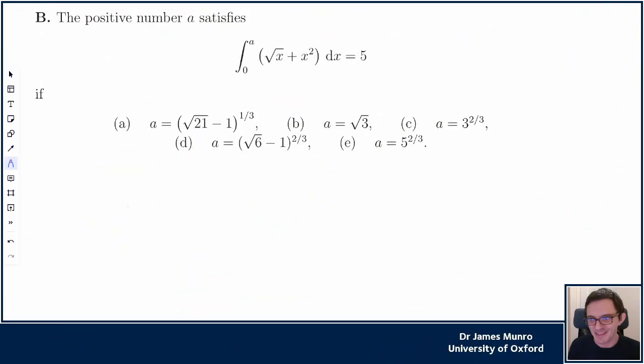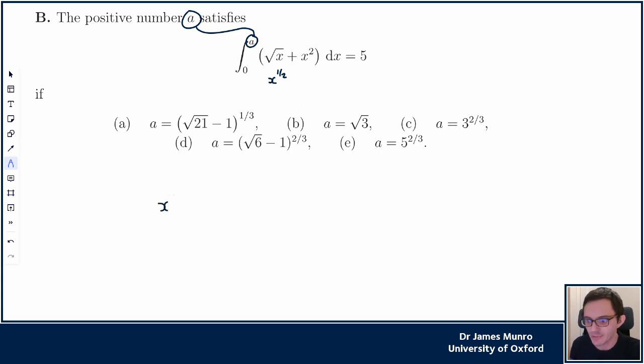Question 1b. We're told that the positive number a satisfies this integral. A appears here at the top of the integral, the upper limit. We're asked to integrate square root of x, remembering that square root of x is the same thing as x to the power of 1/2, plus x squared with respect to x, and we want to get the number 5 out of that. So I can do this integral, so I should go and do it, I suppose.